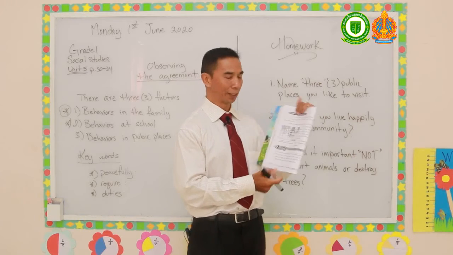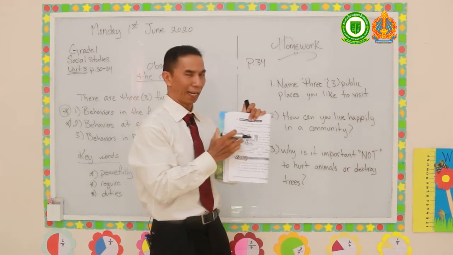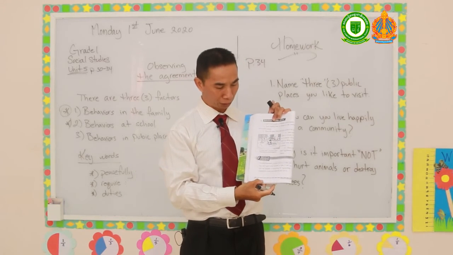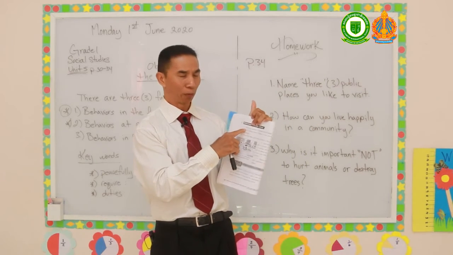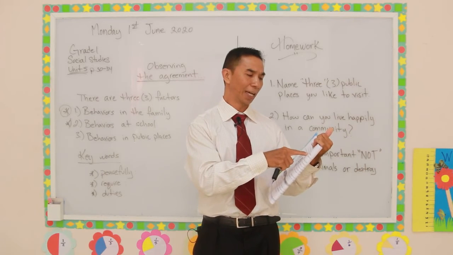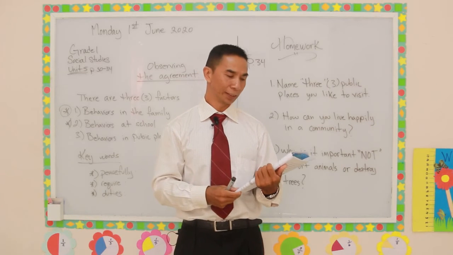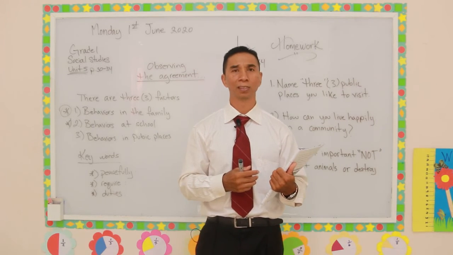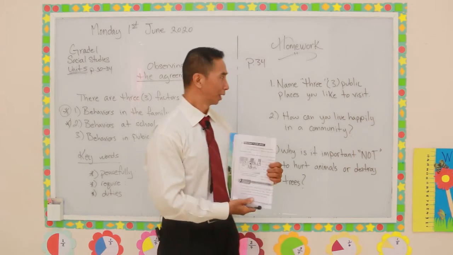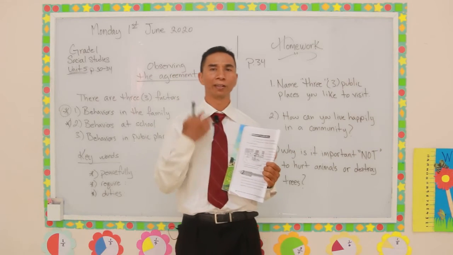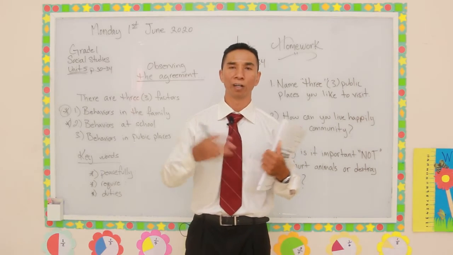And our public places reading is on page 34. On page 34 has brief sentences about how you should behave in public places. So in public places, number 1 says here that you do not hurt animals or destroy animal habitat or destroy any trees or anything like that in public places. Why does it say do not hurt animals and destroy trees? Because they are a part of our community. We live together. So we do not want to hurt animals or destroy trees because they are part of us.